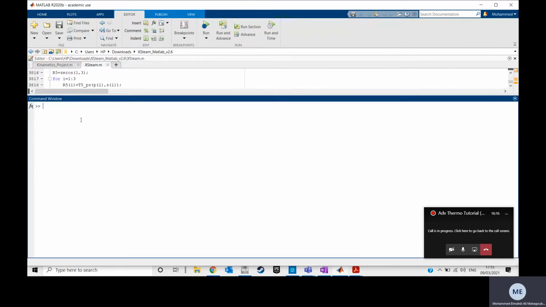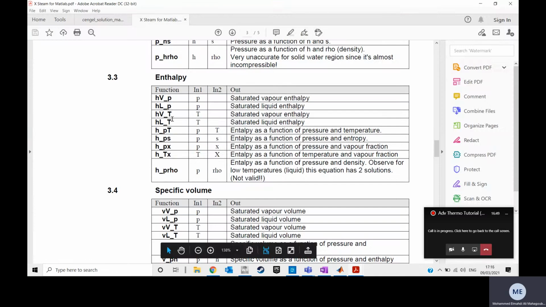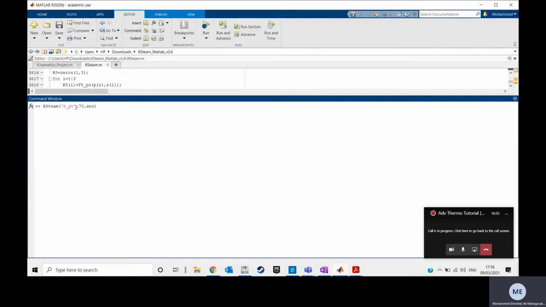So when you start, you should write xsteam. This is what you write at first, xsteam, and then you open brackets, and inside those brackets, the first thing is what property I want to find and what properties I have. I have the pressure and the temperature. It should be pressure first, then temperature. That's how the code is defined. You can look in the manual of the code as I told you. So I want H from the pressure and the temperature, and then comma.